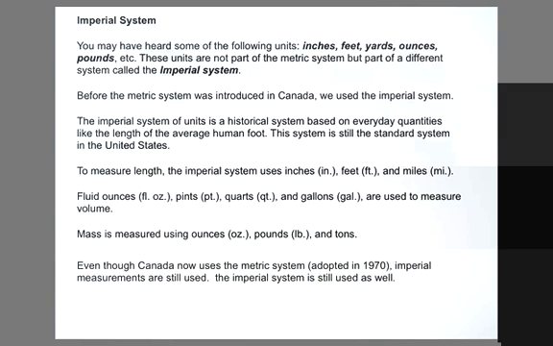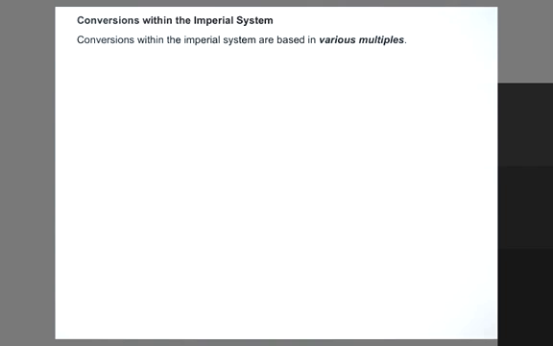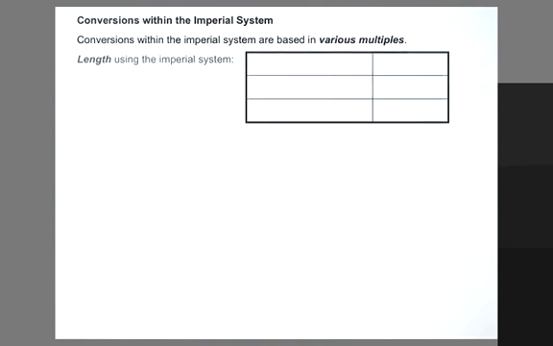Even though Canada has used the metric system since 1970, imperial measurements are still used as well. So we should know how to do conversions within the imperial system. Conversions within the imperial system are based on various multiples.